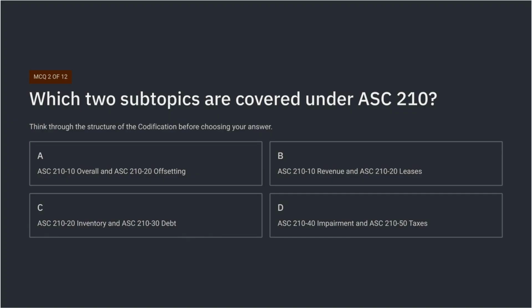Here is MCQ 2, which 2 subtopics are covered under ASC 210. This question checks whether you understand the structure of the codification topic, not just the balance sheet concept. Do not guess from familiar accounting words like revenue, leases, inventory, debt, impairment, or taxes. Ask yourself, what did ASC 210 actually cover in our lesson? Think through the 2 subtopics, then choose your answer.